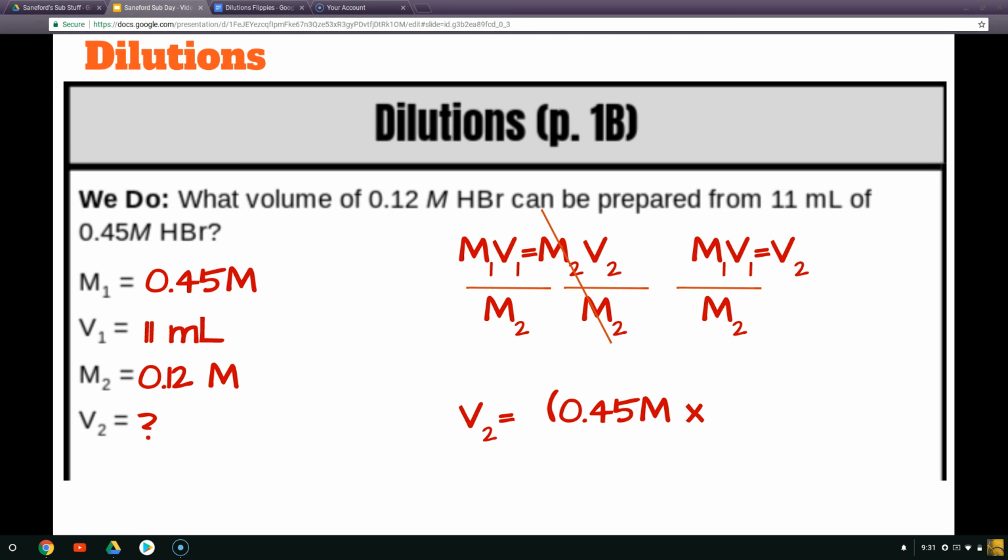The original concentration is 0.45 molar of the stock solution. We have 11 milliliters of it, and we're going to dilute it until it has a new concentration, M2, of 0.12 molar. So the volume of HBr at 0.12 molar that we're going to make is 41 milliliters. Right? So we do the multiplication first and then the division. And we get 41 milliliters.